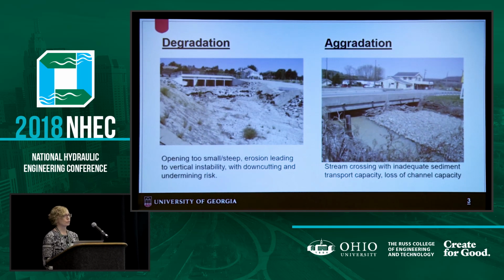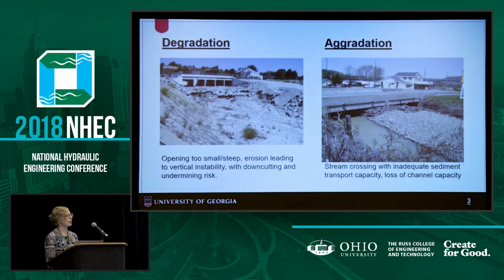So when I think about stream instability, one of the things that comes to mind is vertical instability. So we have degradation, incision, where we're cutting down. We have aggradation. So on the left-hand side, we have a multi-cell culvert. The opening was too small or maybe too steep. So you had erosion that led to vertical instability with downcutting and undermining risk. So it's threatening the integrity of the structure and your roadway.